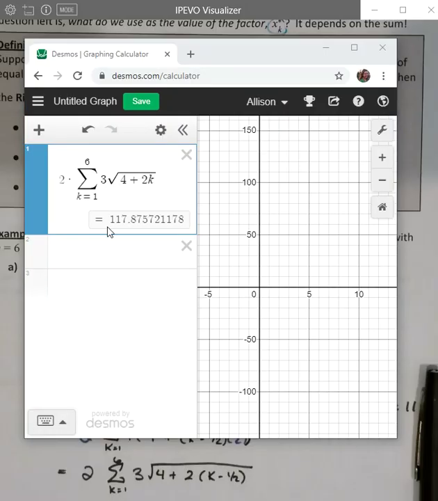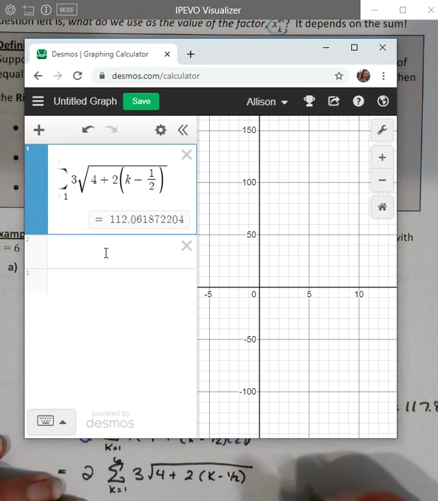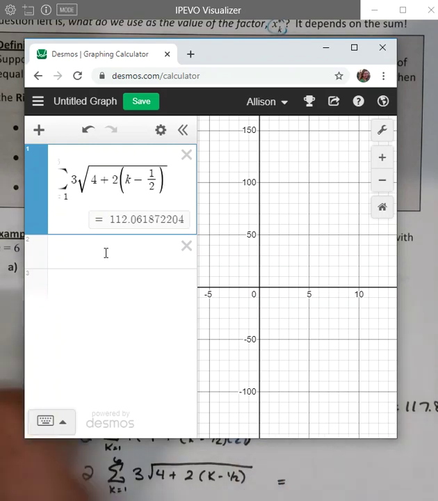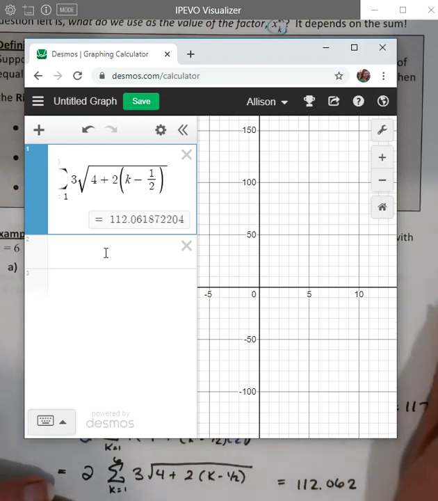I think it was 112, something like that, when I did it on the other side. So 2 times k minus 1/2. Yep, oops, wrong parenthesis. There we go. And like we got before, we have 112.062. And I believe that's what we got when we did the midpoint by hand as well.